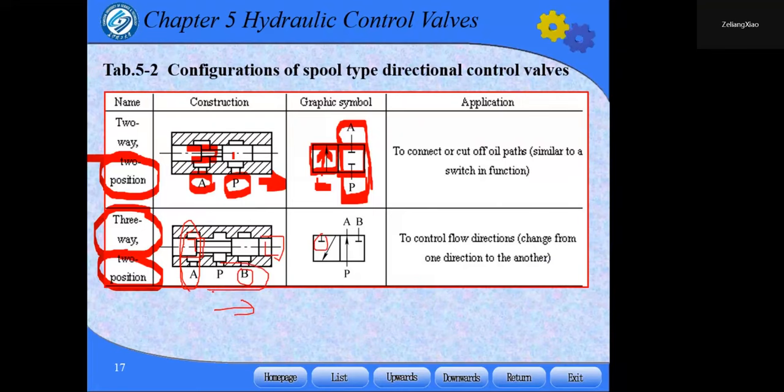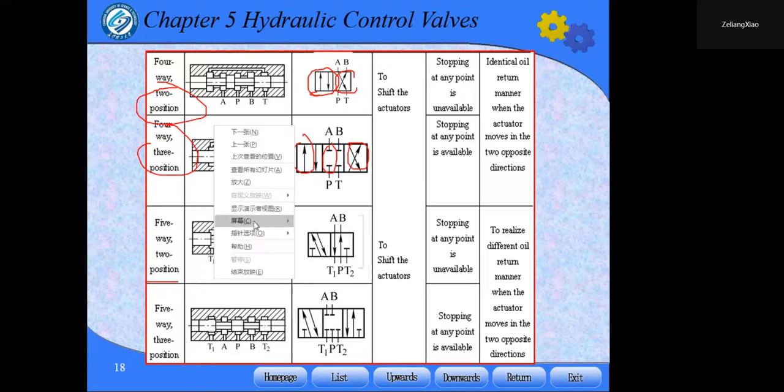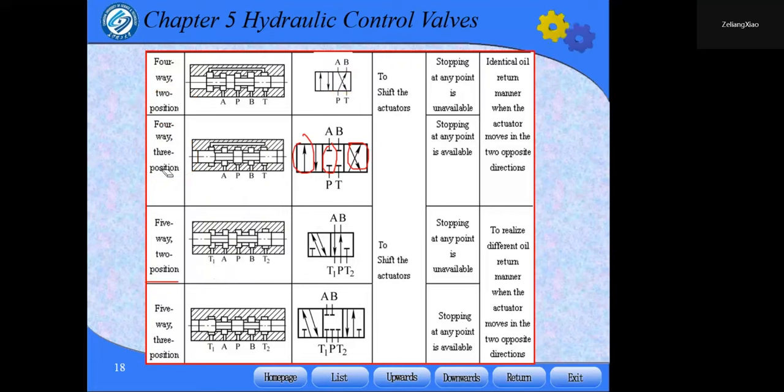Here, P and B are connected. So B and P are connected in this position. In the other, you can analyze it such as this is also two positions, so two squares, three positions, three squares. Okay, we can see this picture. So this picture. P, T, A, B.